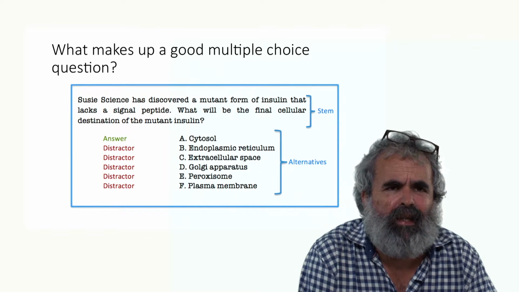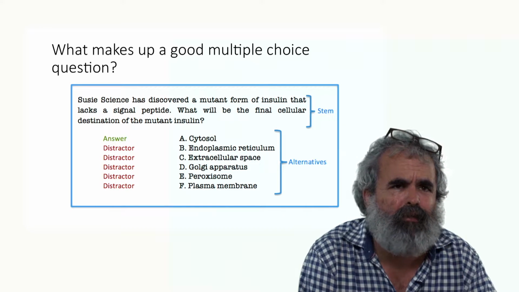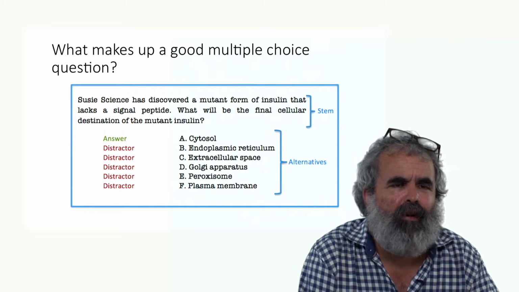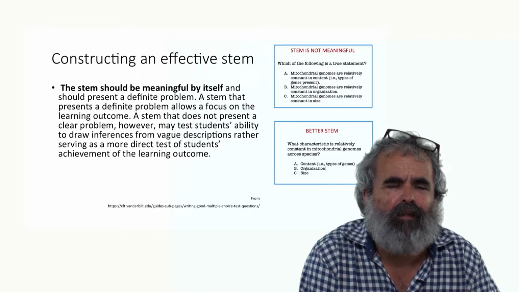So what we've got here is a STEM, which is the question, the form of the question, and alternatives, which are the answers. In this situation, A is the answer and the other 5 form distractors. So how do we construct an effective STEM?